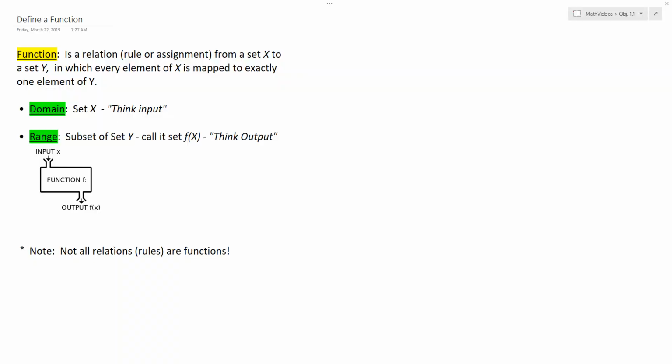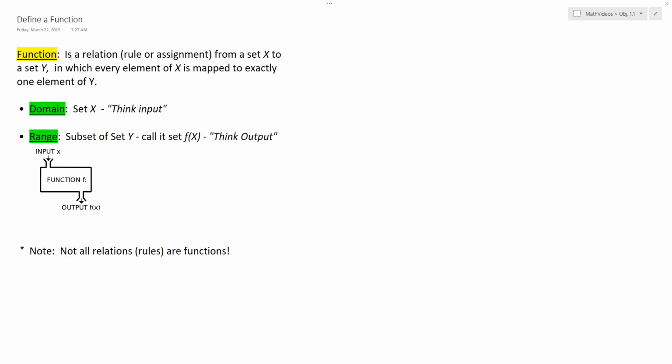The focus of this lesson is on determining whether a relation is a function. So we must first define what a function is. A function is a relation or rule or assignment from a set X to a set Y in which every element of the set X is mapped to exactly one element of the set Y. Thus, there is a rule that maps from the set X to the set Y.